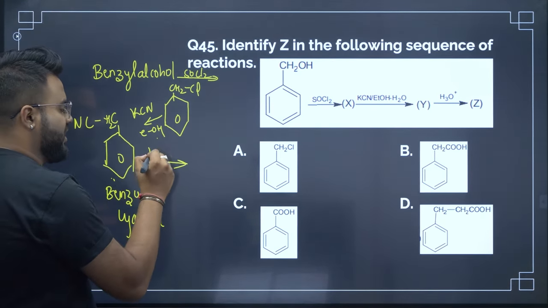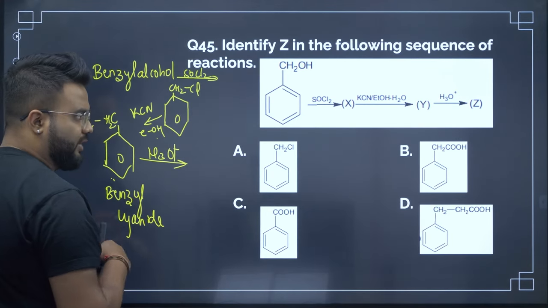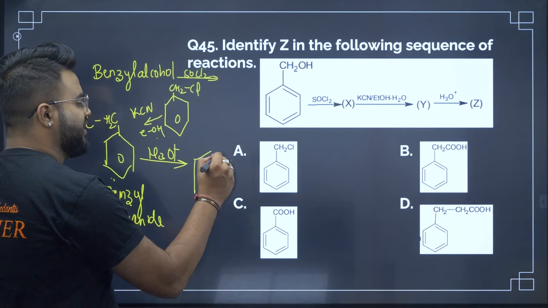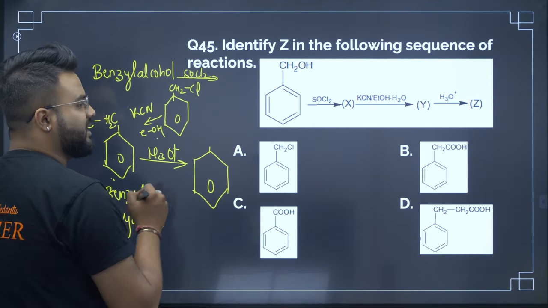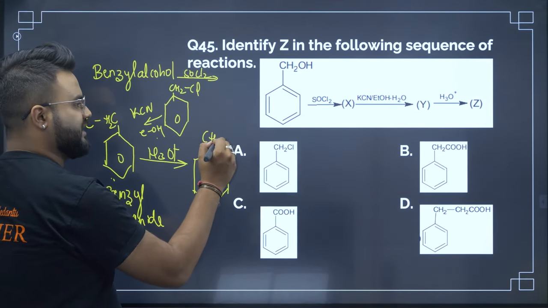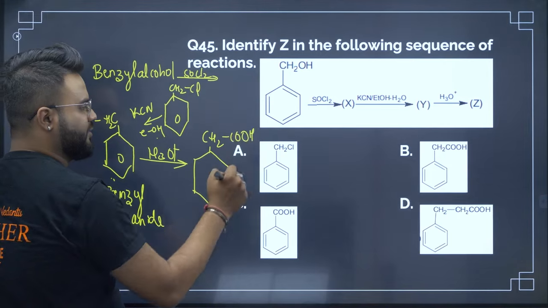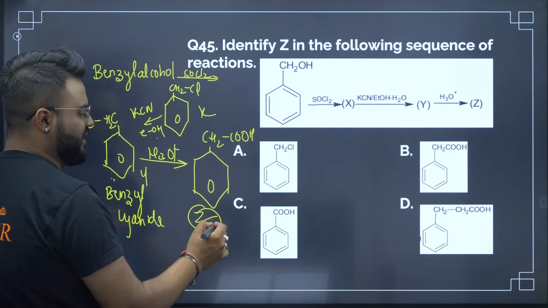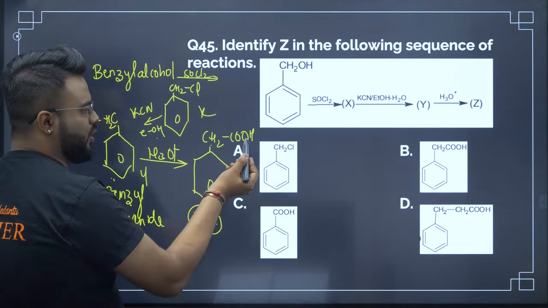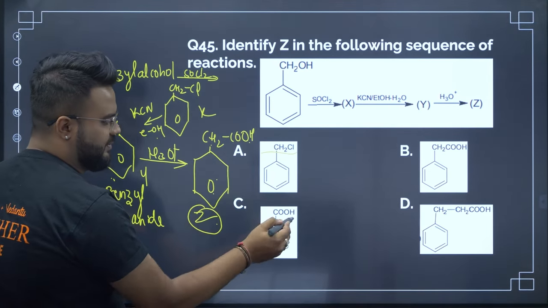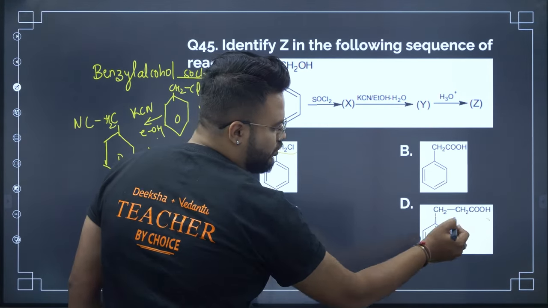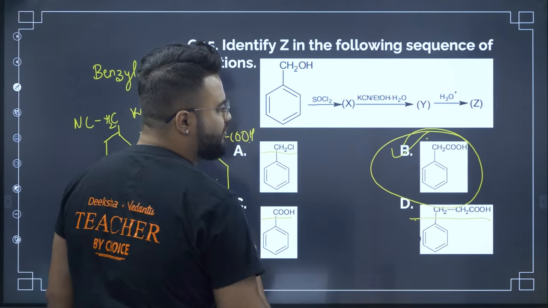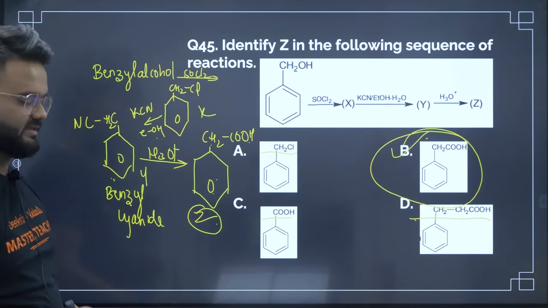This benzyl cyanide on reacting with hydronium ion, what does it form? That is nothing but phenylacetic acid, that is CH2COOH. It forms the carboxylic acid X, Y, and this is your Z. Therefore, Z is the carboxylic acid. This can't be 2-ethyl carboxylic acid. So, therefore, your correct answer will be option B.